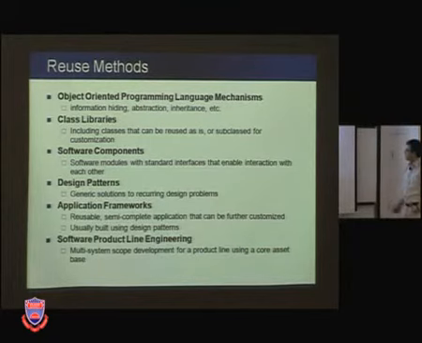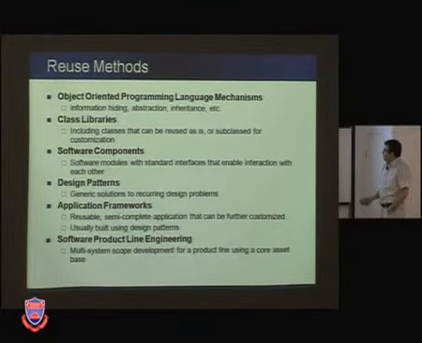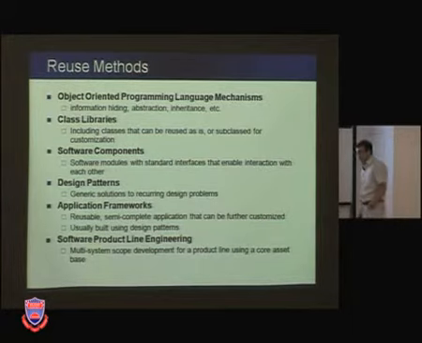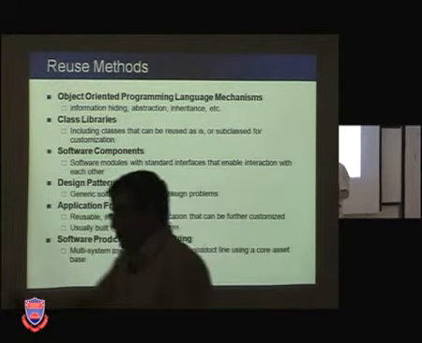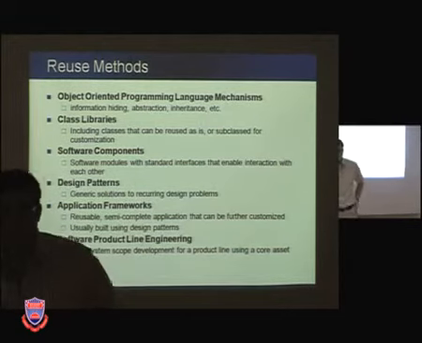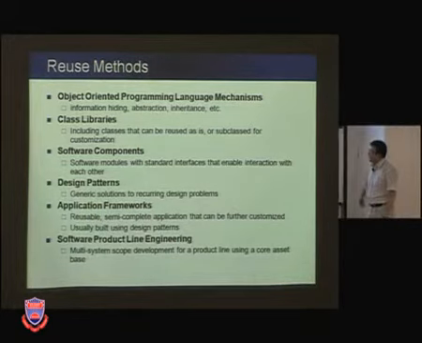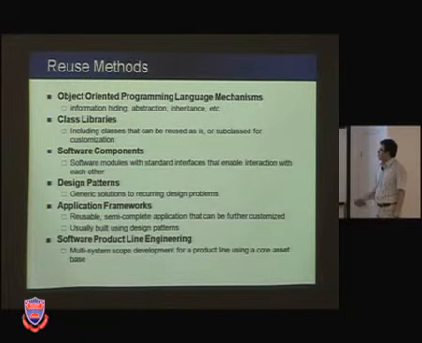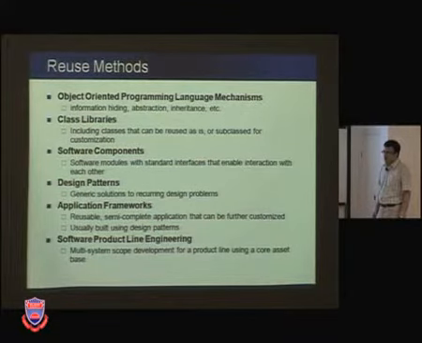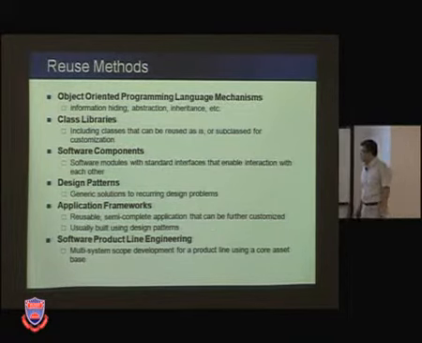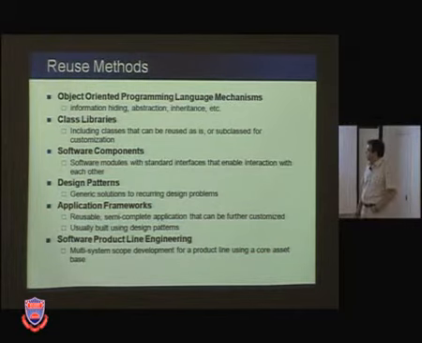Class libraries, including classes that can be reused or customized. It's not necessarily a framework, it's just a set of classes that you can just use. Software components are a higher abstraction level than objects, as we have seen before. Components with standard provides and requires interfaces that enable interaction with each other, that you can compose. Design patterns, very important in software reuse. Lots of research has been done on that, and many patterns have been proposed.